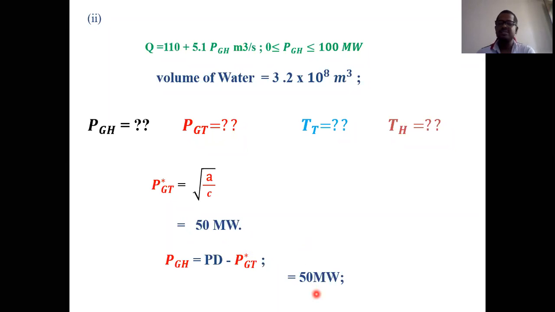But here the problem is how to find the TT value and TH value. That is very, very important. Now tell me how to find the TT value and TH value. In case 1, we used TT equals E by PGT star, where E is the thermal energy. But when we consider the second case, this problem is not related to hydro energy or thermal energy. This problem is related to the volume of the water. So, with the usage of the volume of the water, how can we find TT as well as TH? That is the problem in the second case. Now tell me how to find the TT value and TH value.